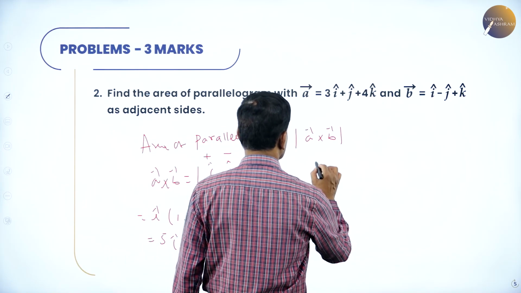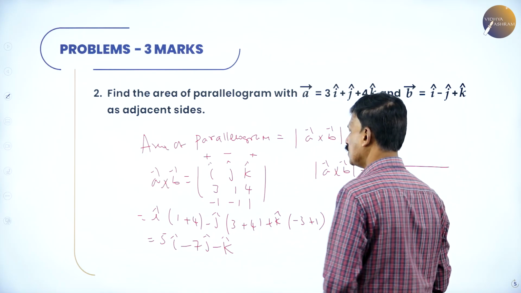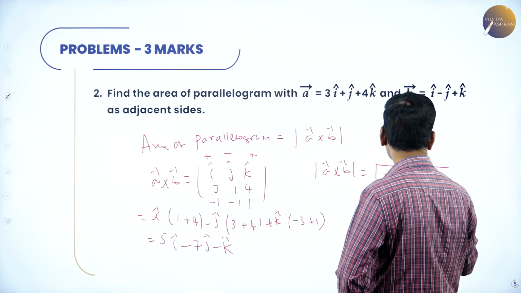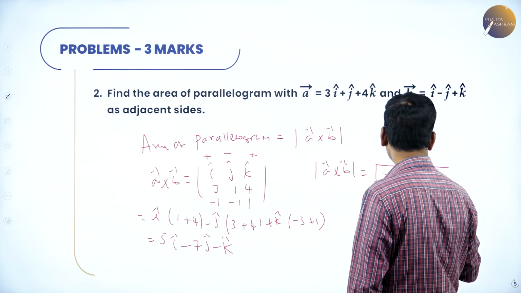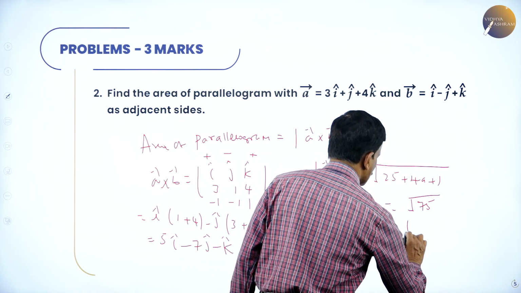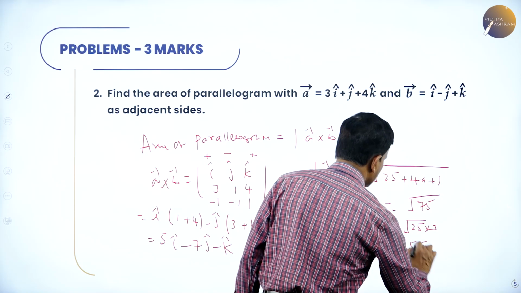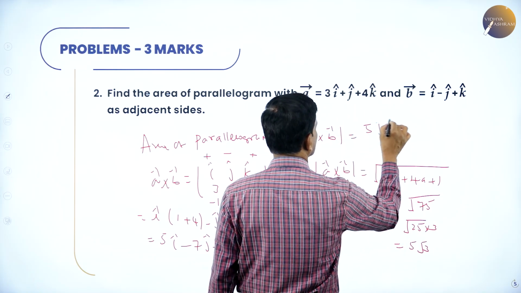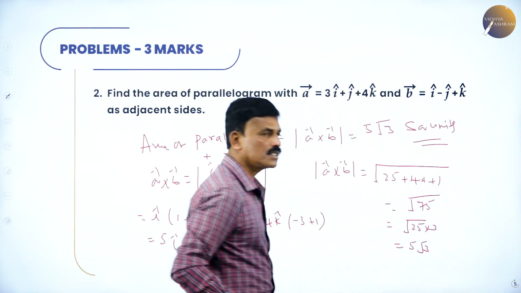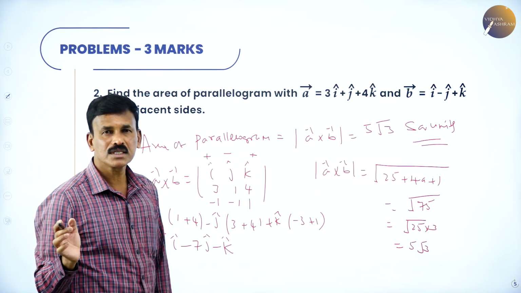The length of A cross B is equal to square root of 5 square 25, 7 square 49, plus 1. 49 plus 1 is 50, plus 25 is 75. So this can be written as 25 into 3, that is nothing but 5 root 3. So therefore the area of the parallelogram is 5 root 3 square units. That's it. Okay. So area of a parallelogram whenever the adjacent sides are given is length of A cross B.